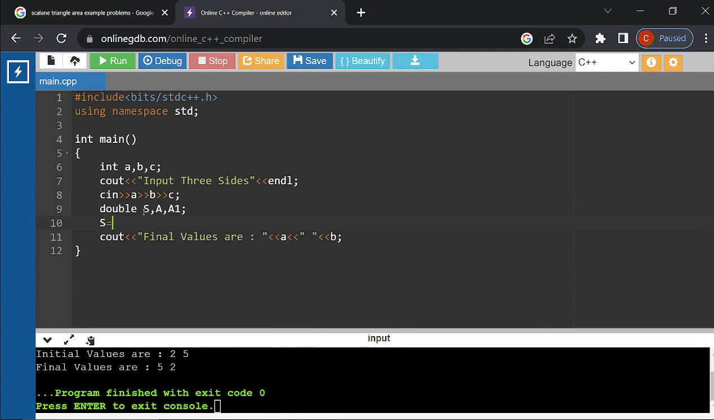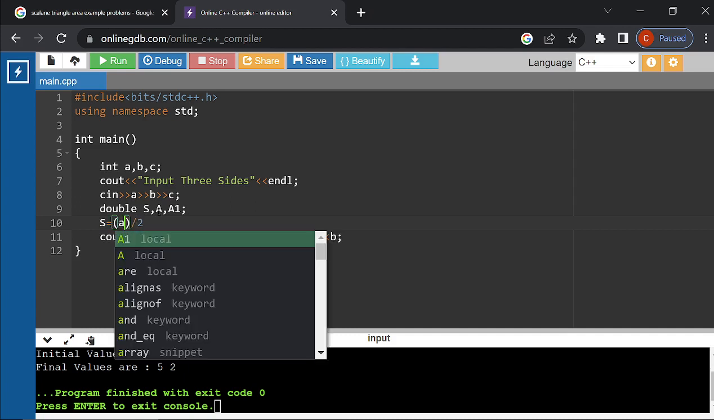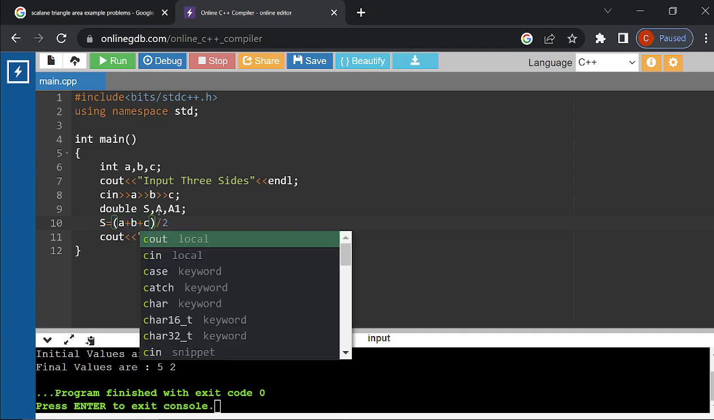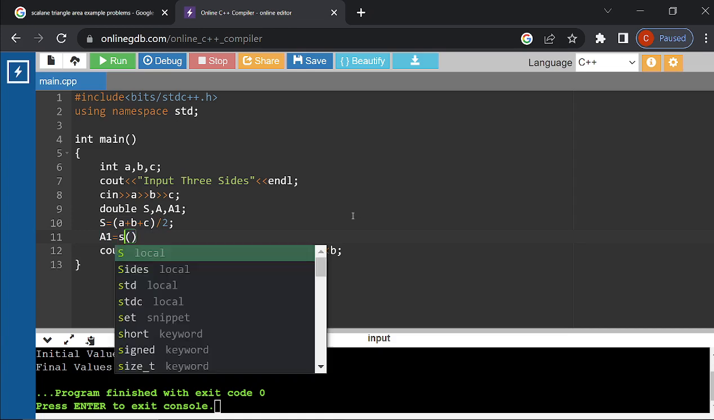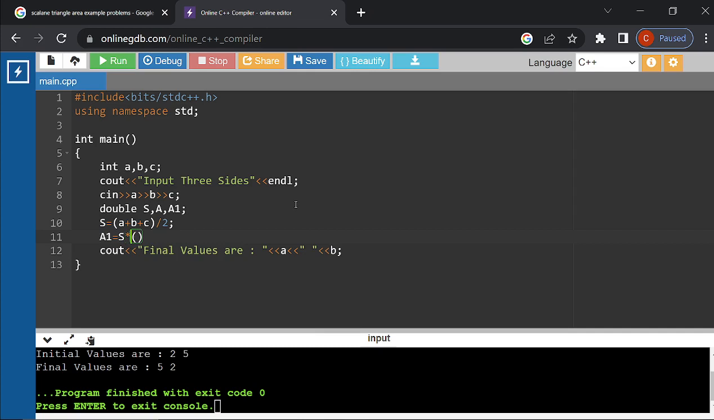Alright, now how to calculate S? S is just simple: the semi-perimeter, so for that, A plus B plus C divided by 2. Now you have to calculate A1. So A1 equals S multiplied by S minus A, S minus B, S minus C. Okay.